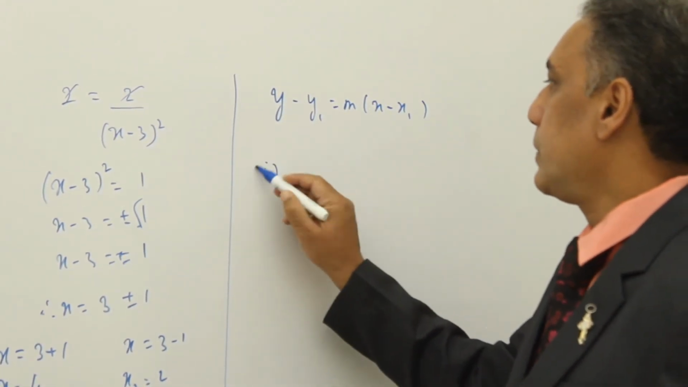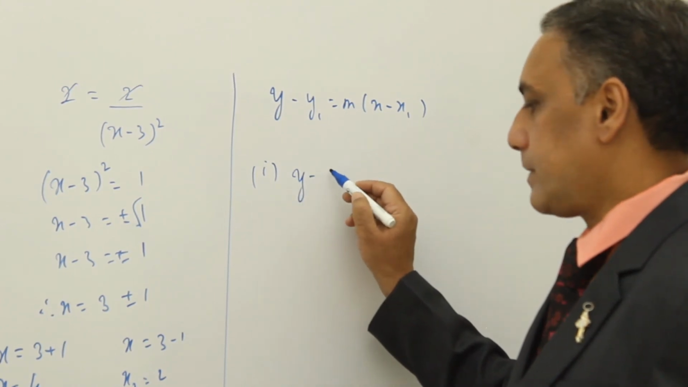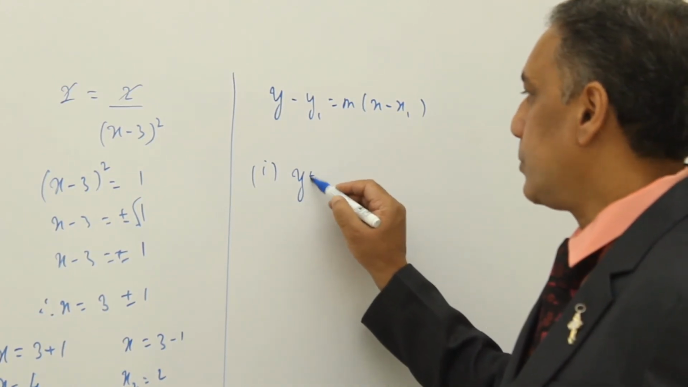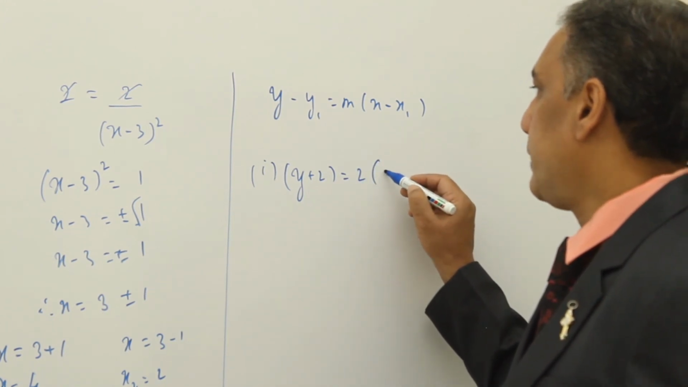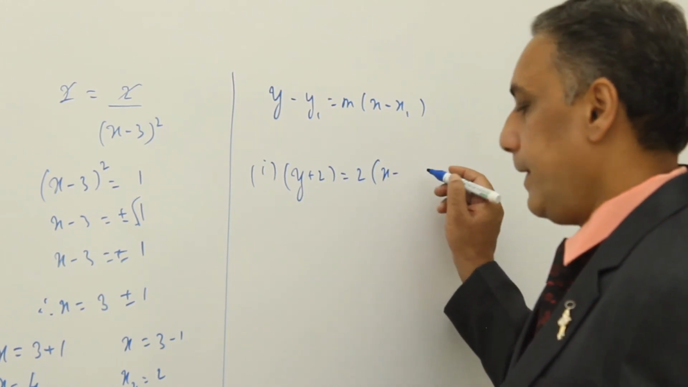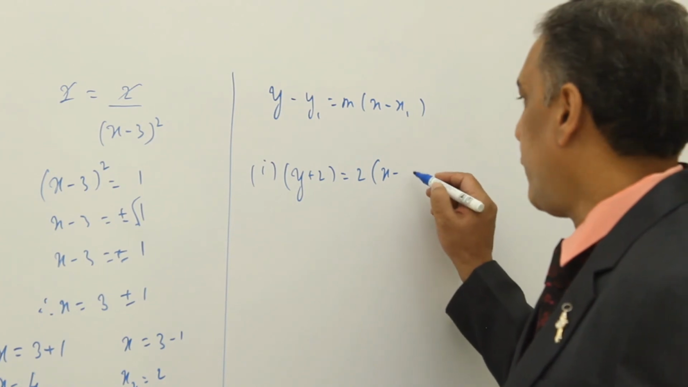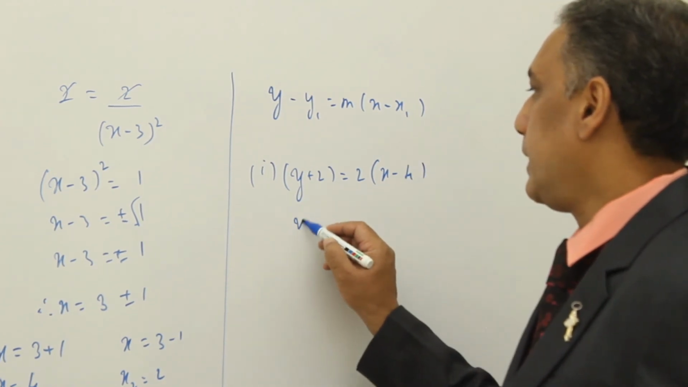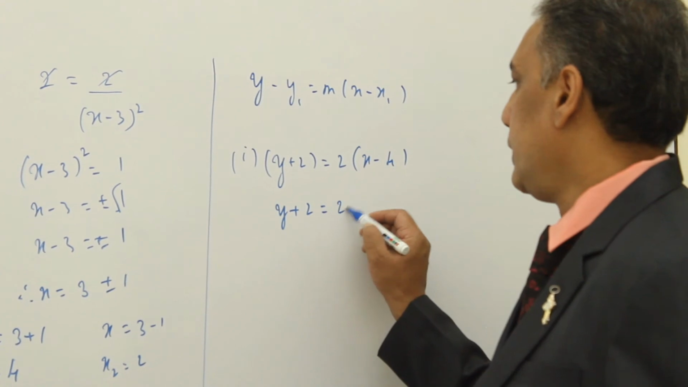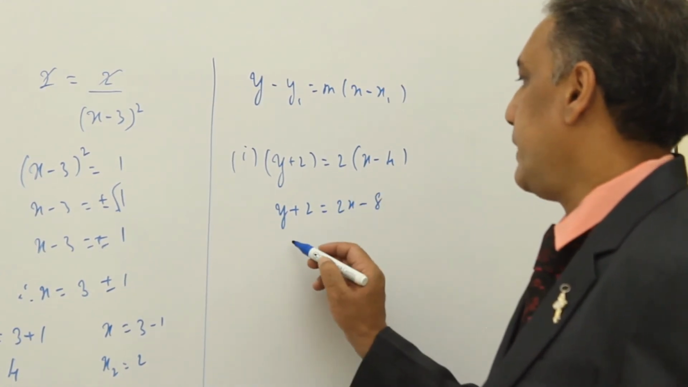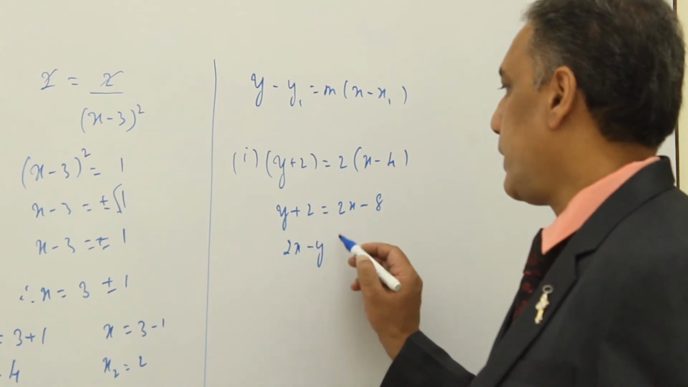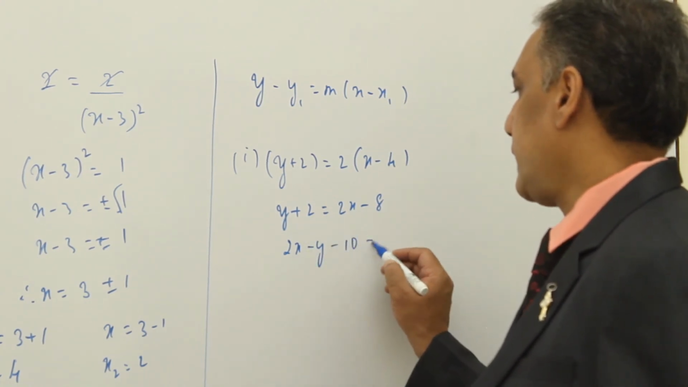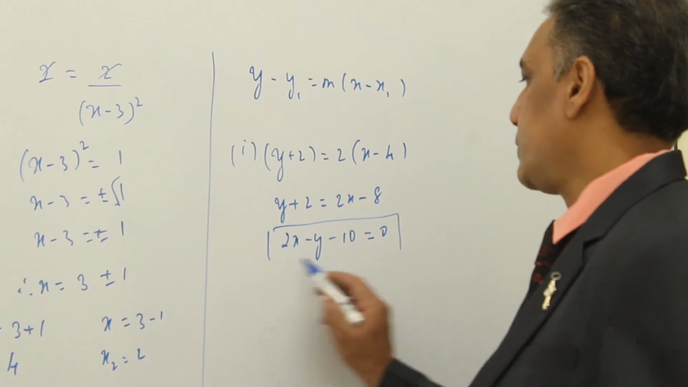So the first equation will be y minus y1 is nothing but minus 2. So it will become plus 2. Equals slope given is 2. And this will become x minus x1 is nothing but 4. So therefore this will become y plus 2 equal to 2x minus 8. So therefore transposing this the other side, you will get 2x minus y minus 10 equal to 0. So this is one equation.